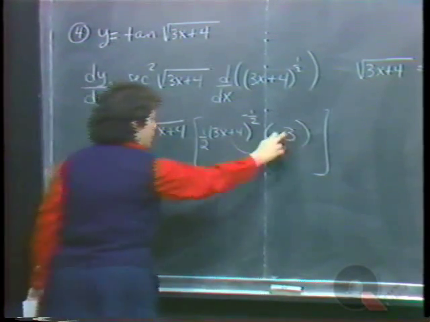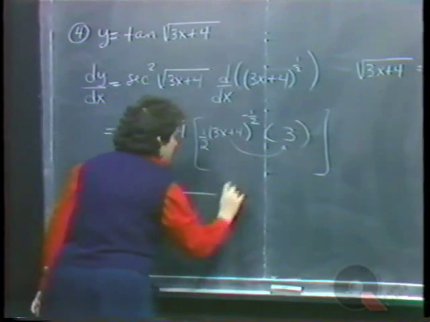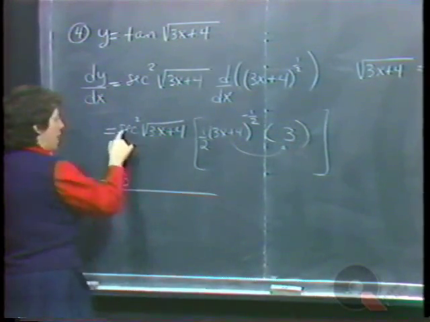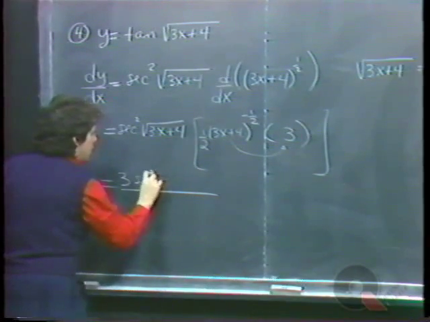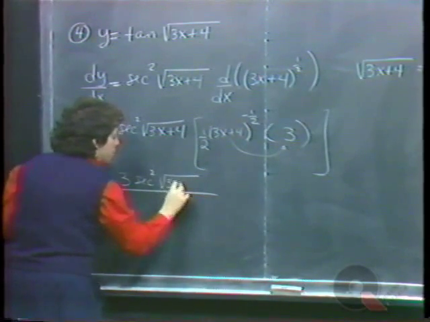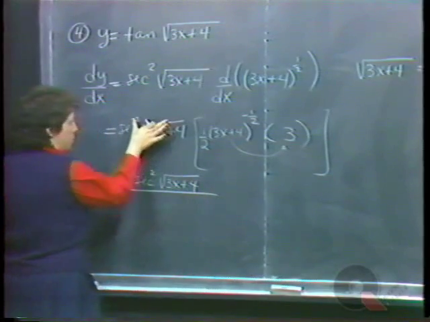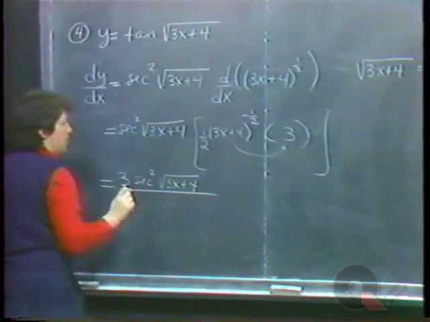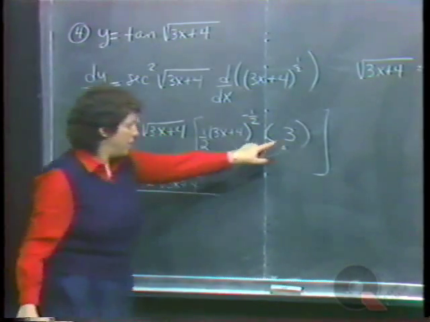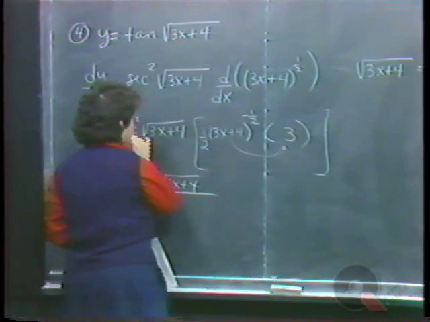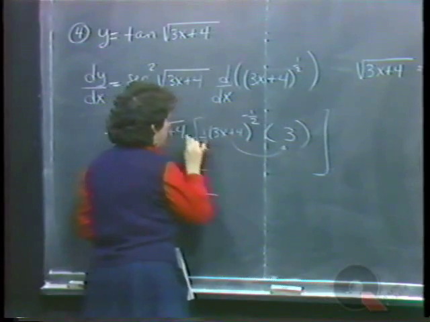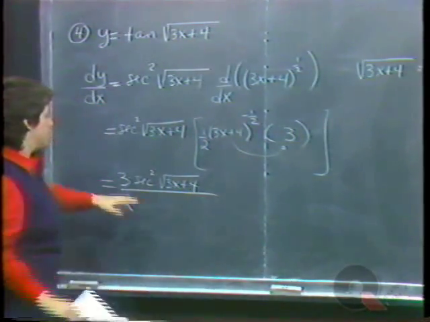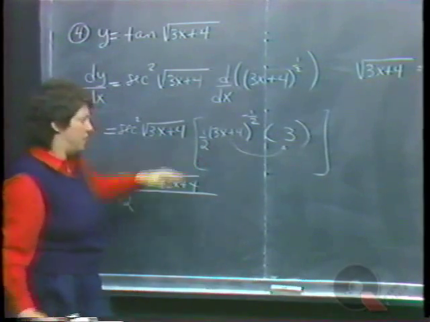Okay, let's clean this up and see what we get. Well, we have a 3 upstairs. We have secant squared of the square root of 3x plus 4 upstairs. We have a 2 downstairs. Now, see, the 3 is in the numerator. If we were to continue the division sign here, the 3 is upstairs, the secant squared of the square root of 3x plus 4 is upstairs, the 2 is clearly downstairs.